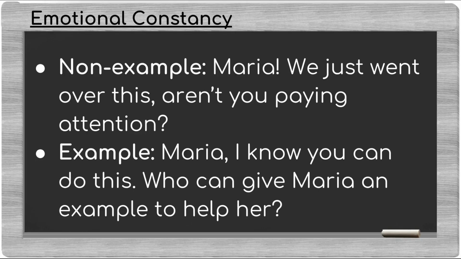There could be many reasons a student may seem reluctant to answer. The student may be shy or afraid to speak in front of a large group, so it's important to approach each situation with emotional constancy. Instead of responding by chastising the student, you may say something like, "Maria, I know you can do this. Who could give Maria an example to help her?"